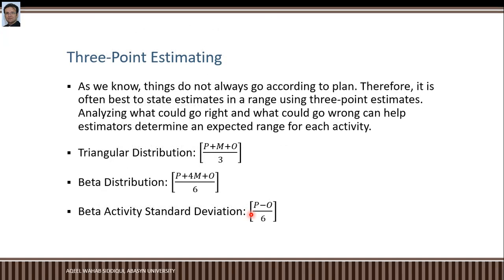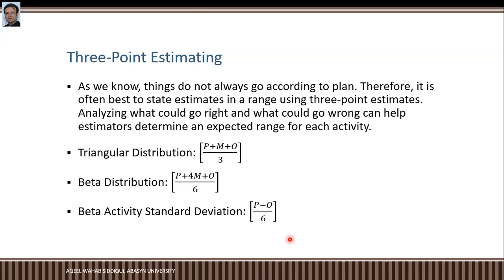We have talked about one-point estimating. Let's talk about three-point estimating. As we know, things do not always go according to plan. Therefore, it is often best to estimate in a range using three-point estimates. Analyzing what could go right and what could go wrong can help estimators determine an expected value for each activity.